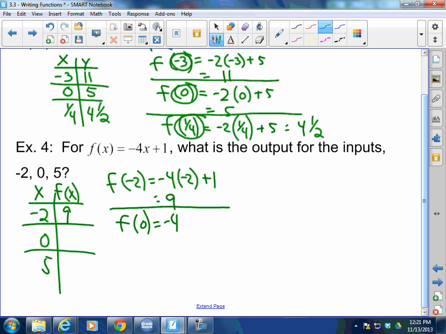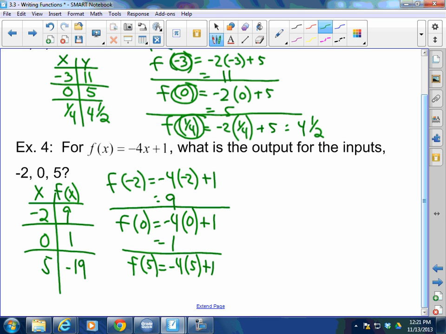F of 0, I'm replacing x with 0, so negative 4 times 0 is 0 plus 1 is 1. F of 5, when x is 5, negative 4 times 5 plus 1 is negative 19.